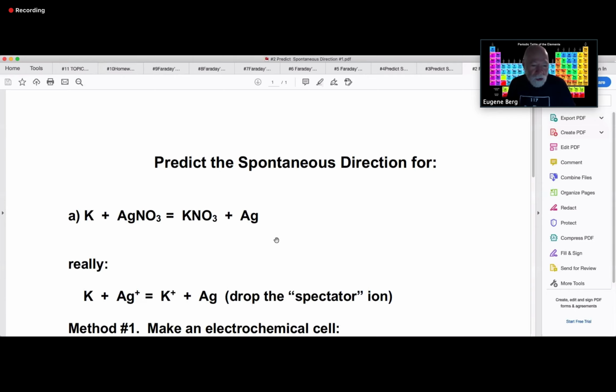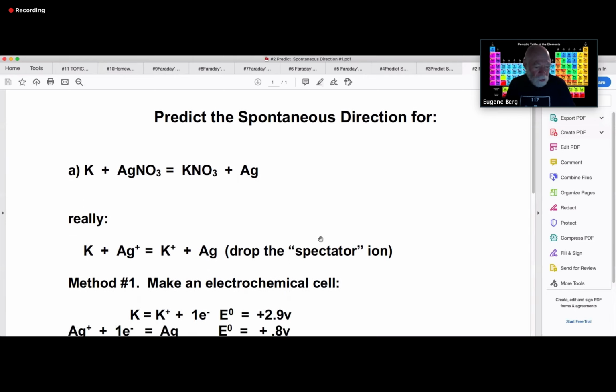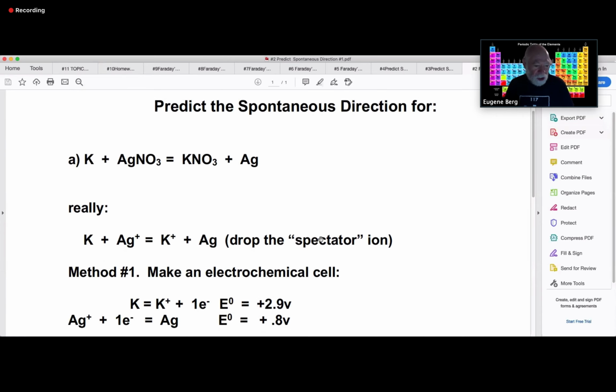I'm going to show you two methods of figuring out how the reaction is spontaneous. Now, method number one goes like this. Break this up and make it an electrochemical cell. So that's where you want to use your half reaction charts. So potassium goes to potassium plus. If you look on your chart, and that's the second one from the top, it would have a voltage of 2.9 volts.